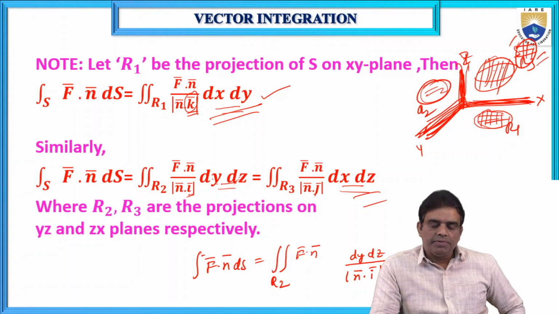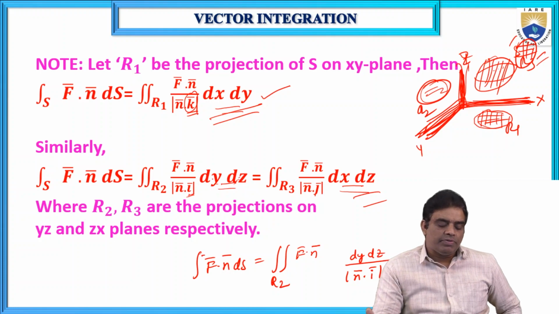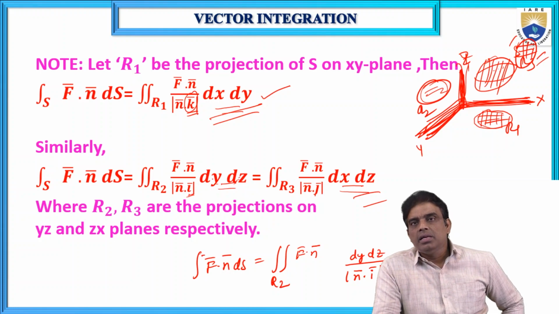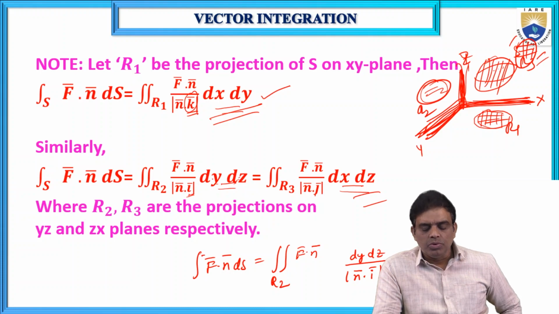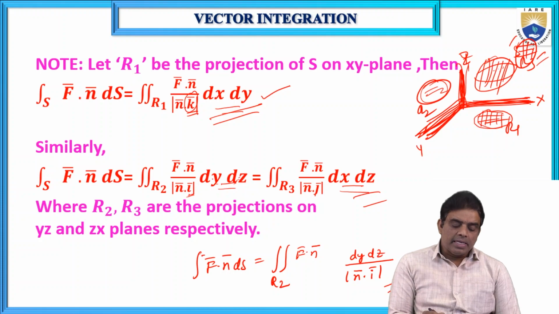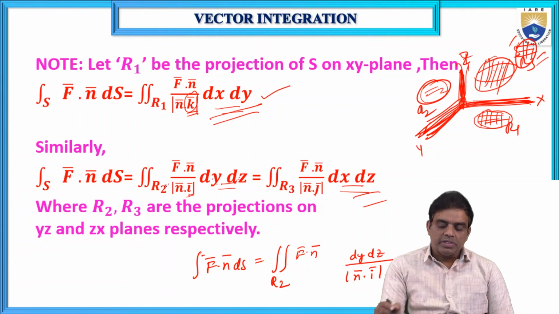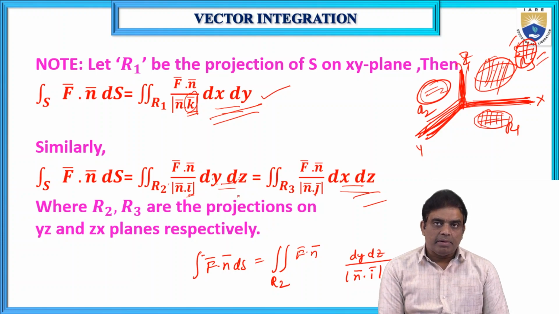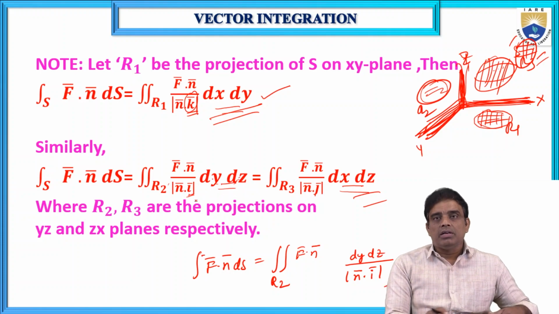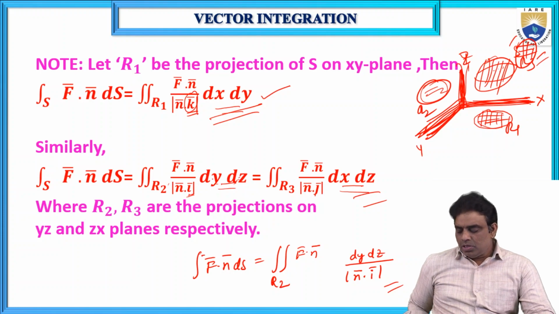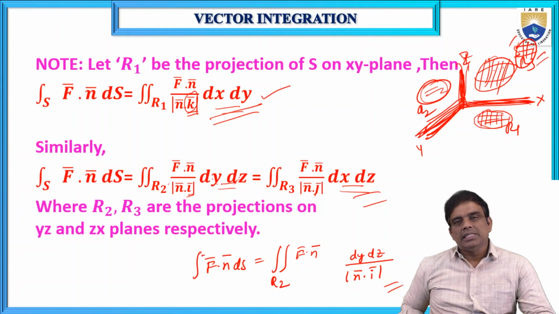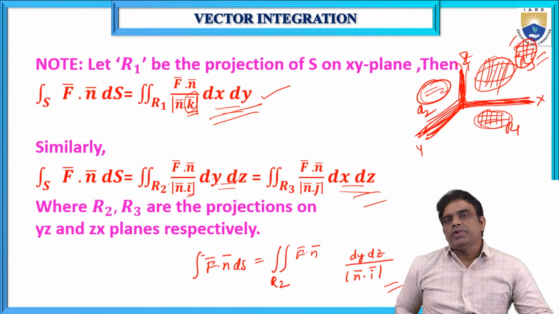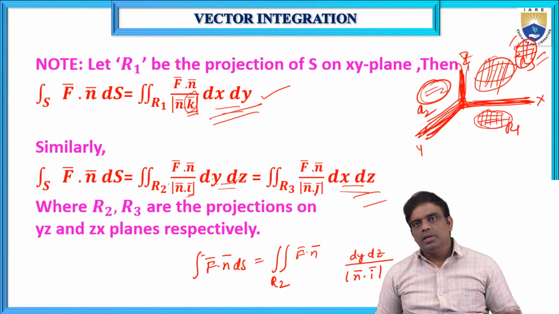So in the first case, if you consider the projection in xy plane, integral f bar dot n cap into ds will become double integral over R1 f bar dot n cap by magnitude of n cap dot k bar into dx into dy. If you consider the projection in R2, the yz plane, f bar dot n cap into dy into dz by n bar dot I bar. So you can find the symmetry of the formula, so you can remember it easily. So this is the way of finding the surface integral in vectors, right?